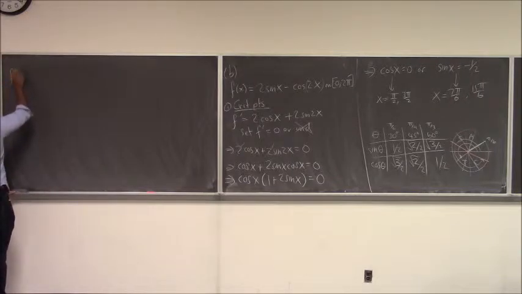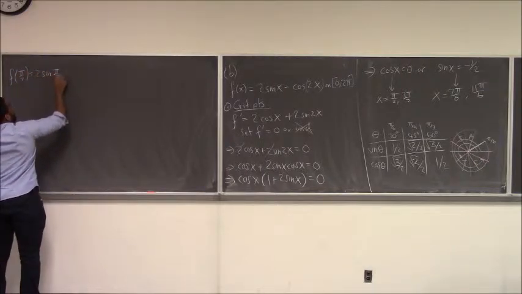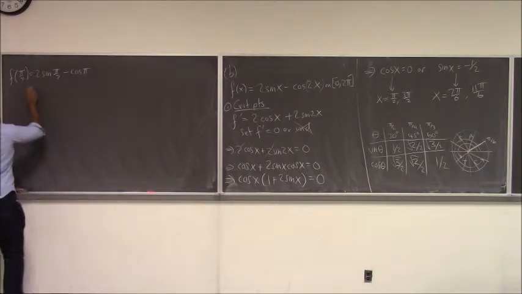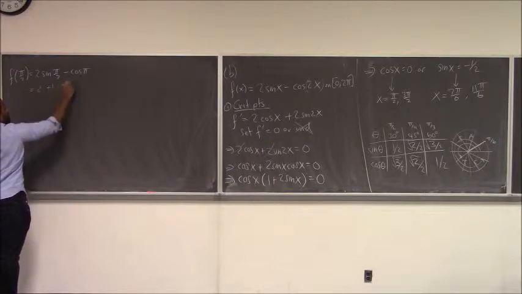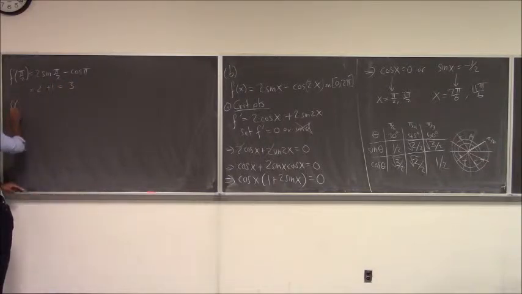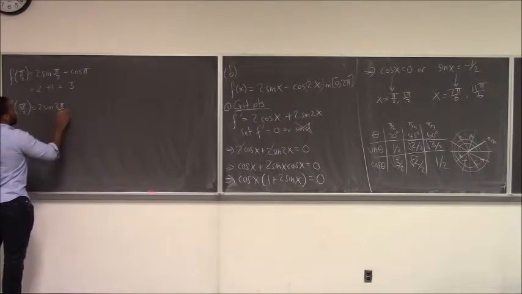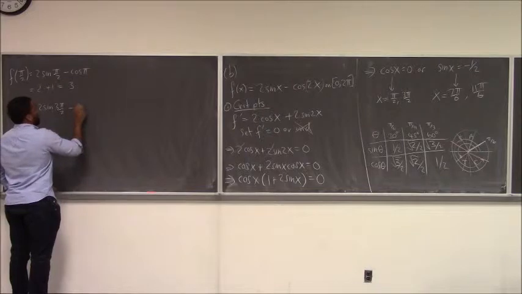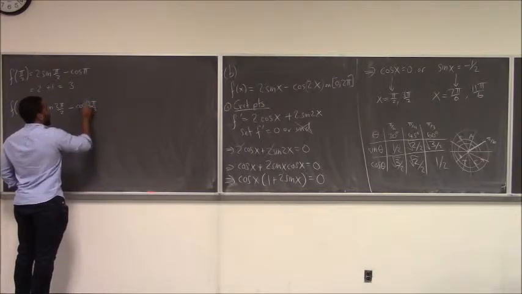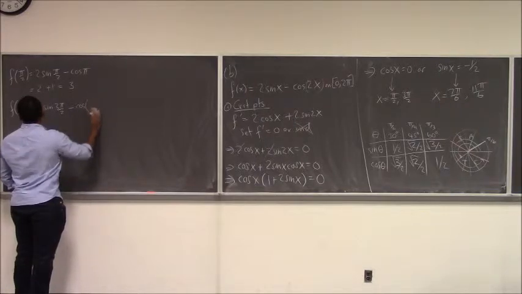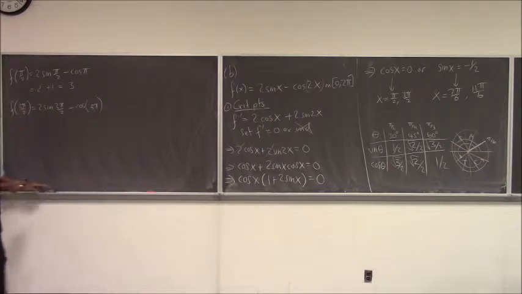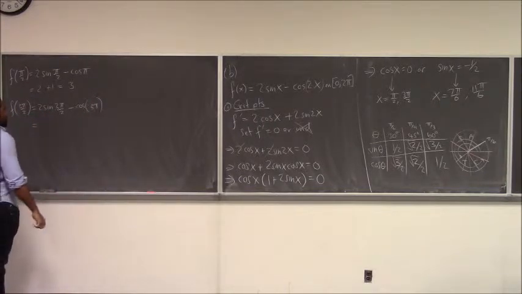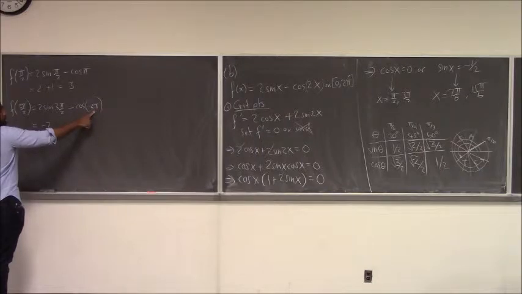So here, you go f of pi over 2. This is 2 sine pi over 2 minus cosine pi. Sine of pi over 2 is 1, cosine of pi is negative 1. And f of 3 pi over 2, 2 sine 3 pi over 2 minus cosine of 2 times 3 pi over 2, which is 3 pi, because I multiplied by 2. So sine of 3 pi over 2 is minus 1. Cosine of 3 pi is also minus 1.